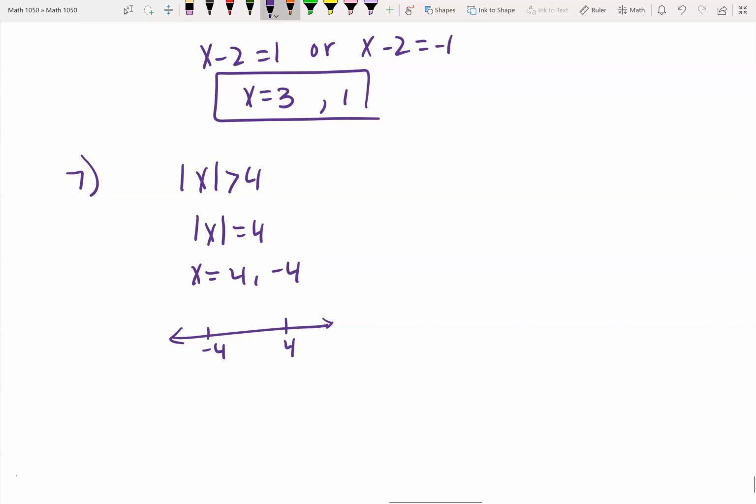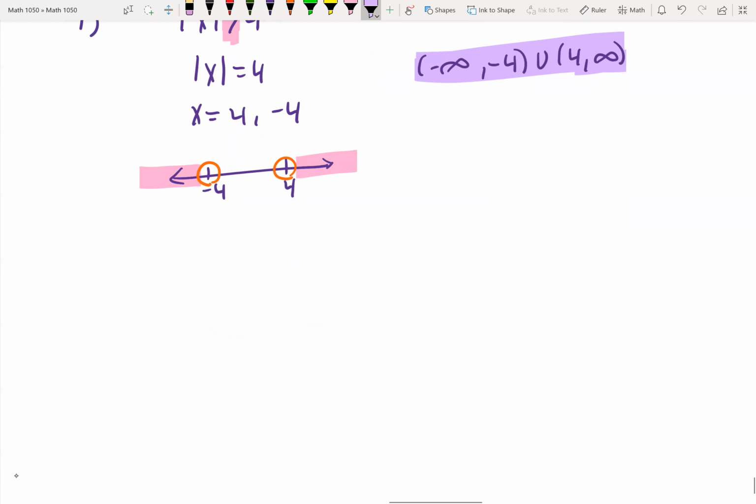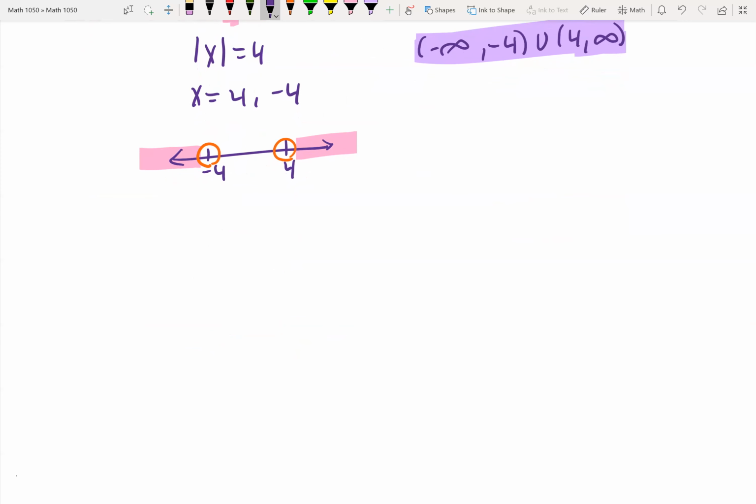My circles will be open because I don't have an equal sign. Exaggerate that. This is a greater than, so you automatically know to shade the outside. If it's an absolute value inequality, you just look at that. You don't do signs. So in interval form, the answer is negative infinity to negative 4 with a parenthesis, union 4 to infinity. Please make sure you highlight all your answers or box them so there's no question what you're saying the answer is, okay? Question 8.